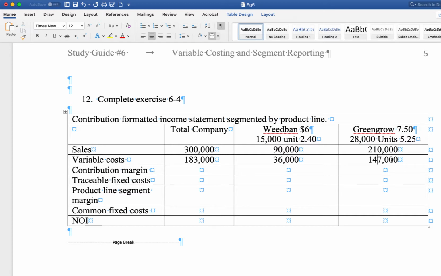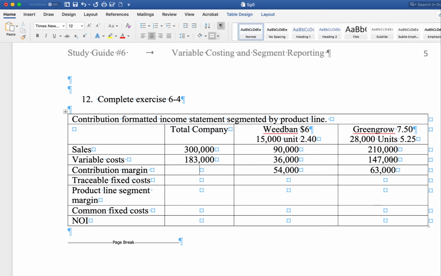So we now calculate the contribution margin, right? Or the segment contribution margin. That's easy for us to do. We know how to do that. Sales less variable costs. So the contribution margin for Green Grow, 210 minus 147 gives us $63,000. Same thing for Weed Ban. What's the contribution margin? Well, 90,000 minus 36,000 gives us $54,000.